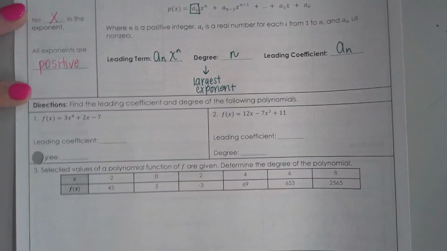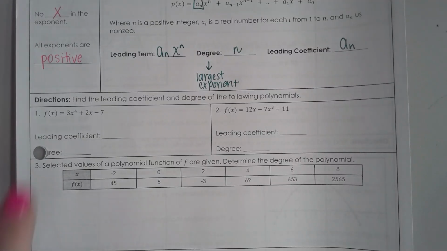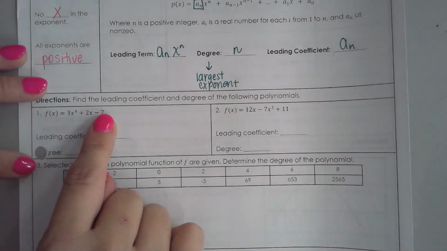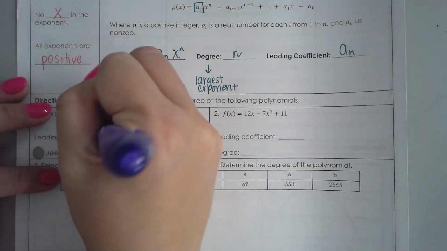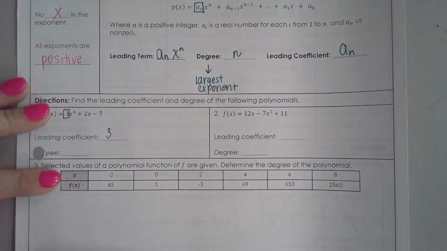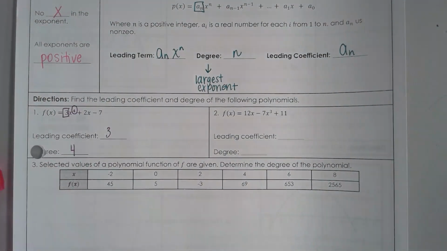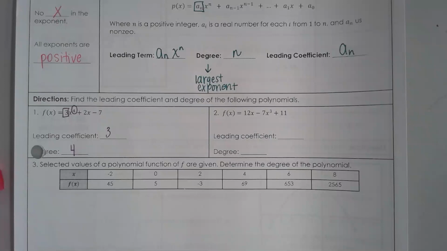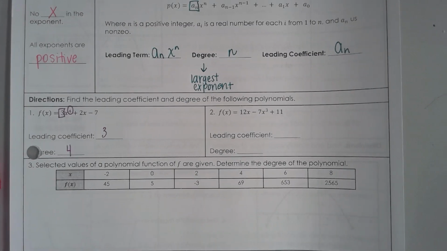So these first two examples, we're just going to list the leading coefficient and the degree. So number 1, the leading coefficient, and if I look, it is in the correct order. So the 3 that's in the front, that's my leading coefficient, and my degree is the largest exponent, which is 4. The leading coefficient is the number in the very front. The degree is the largest exponent.